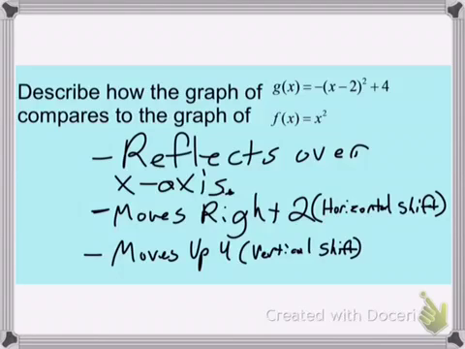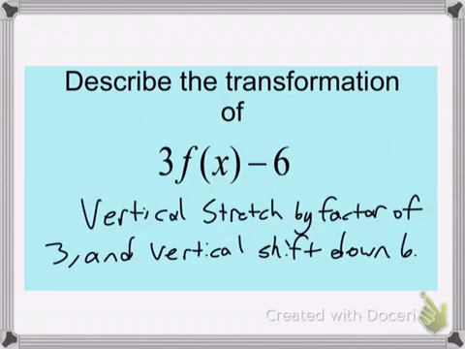This one reflects over the x-axis because A equals negative 1. It moves right 2 because it's opposite. It moves up 4, a vertical shift. This is a vertical stretch by a factor of 3 because the A value is greater than 1, and a vertical shift down 6 because the K value is negative 6.